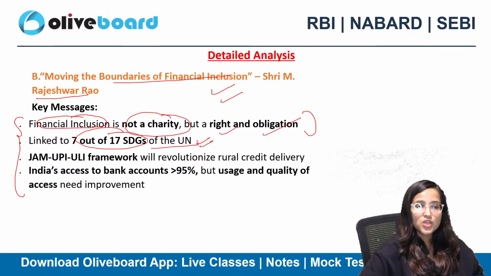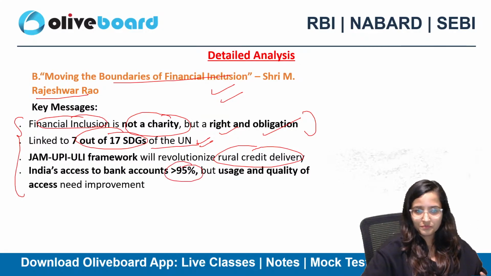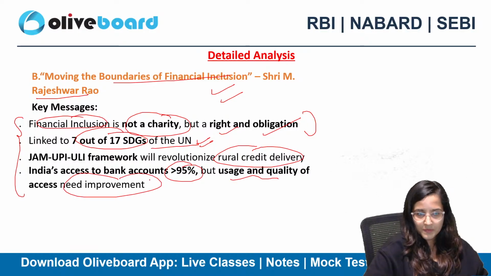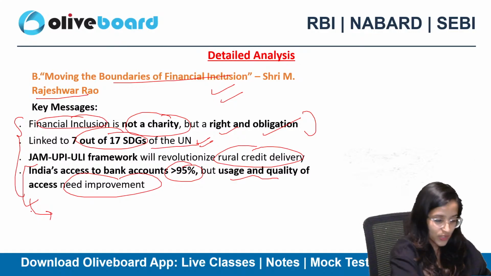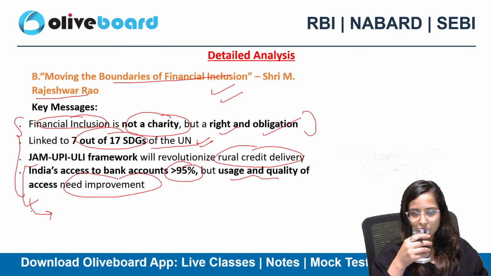JAM UPI ULI framework will revolutionize rural credit delivery. India's access to bank accounts is more than 95%, though usage and quality of access needs improvement. So this statement can also be used, that India's access to bank accounts is more than 95%, but the quality and usage is still lacking.